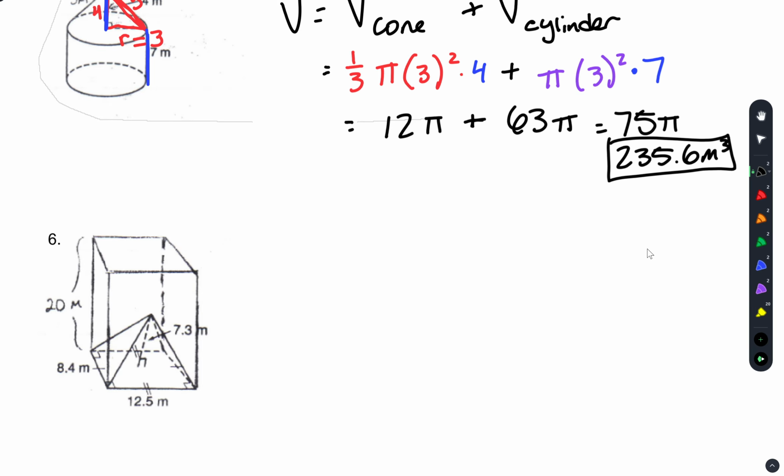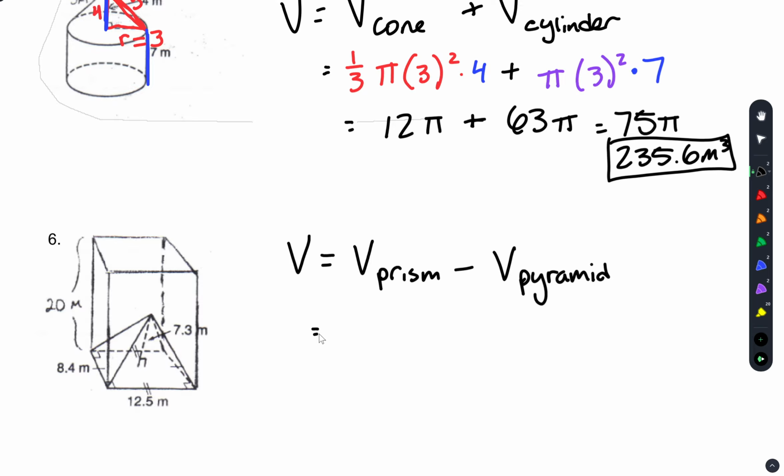Okay, one more. Literally basically the same thing. We're doing a prism, but there's a pyramid cut out of it. So instead of adding things together like building blocks, we're going to subtract things from one another like we're doing a hole puncher. So it's the prism minus the pyramid.